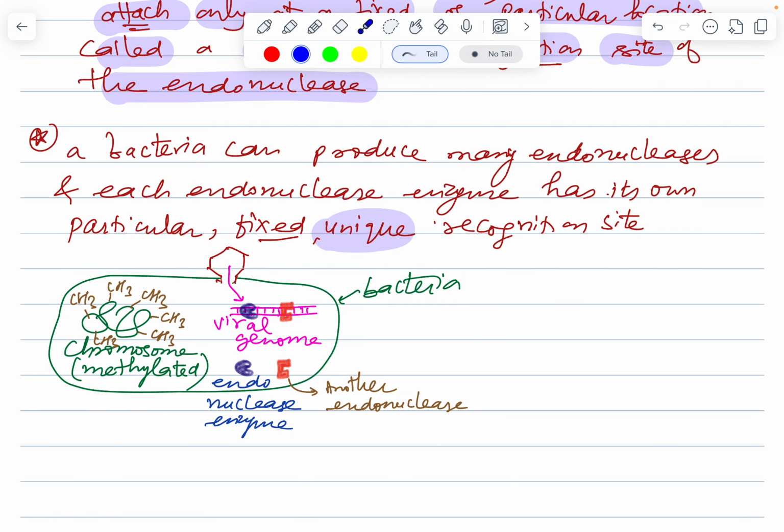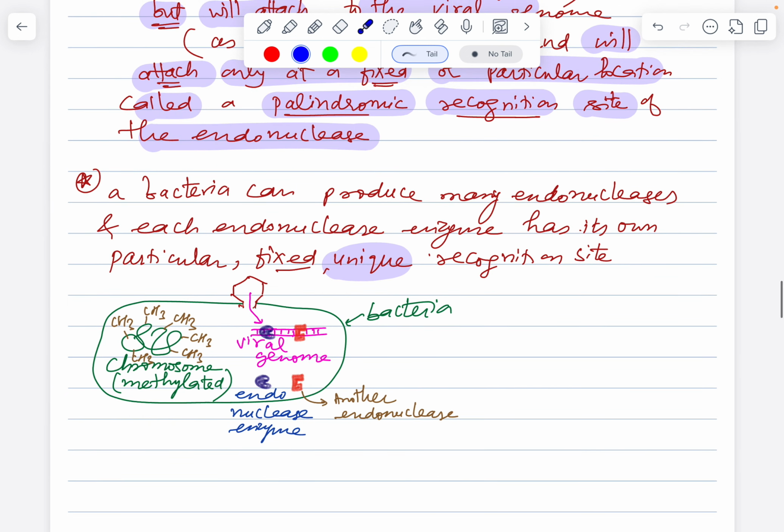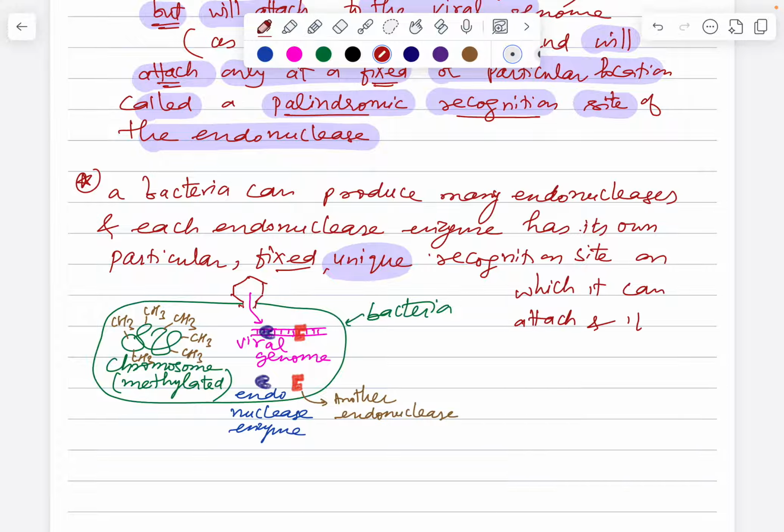Into three pieces. So a bacteria can produce many endonucleases, and each endonuclease enzyme has got its own particular fixed unique recognition site on which it can attach, and if this site exists on the viral genome. So this is also an important consideration, right?